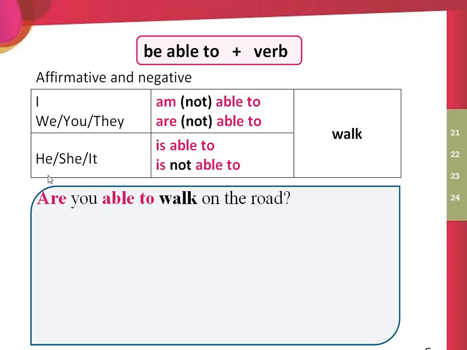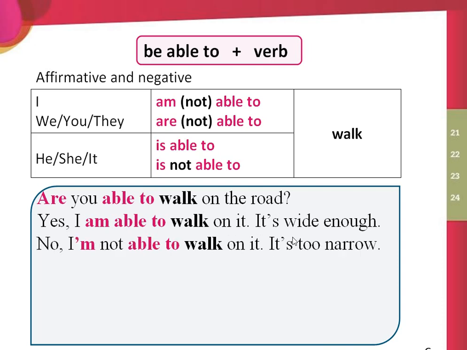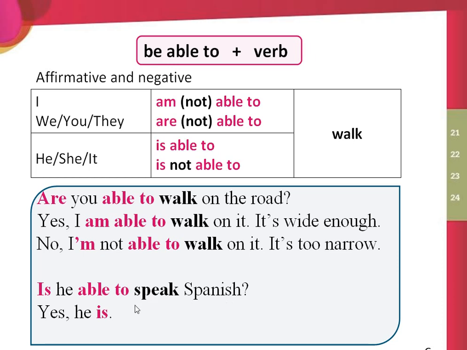In the examples, we have some questions. Are you able to walk on the road? And the answer, yes, I am able to walk on it. It's wide enough. Or the negative answer, no, I'm not able to walk on it. It's too narrow. Is he able to speak Spanish? Yes, he is. Or no, he isn't.